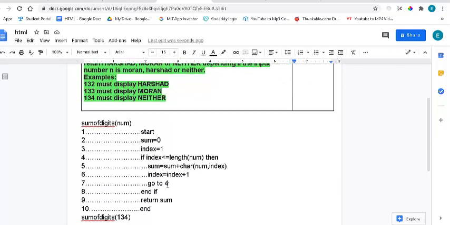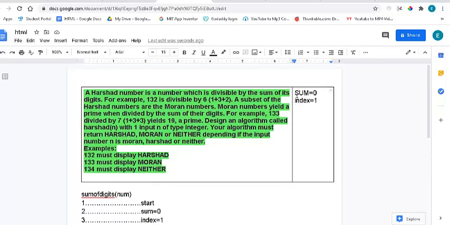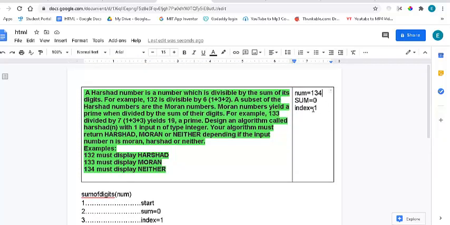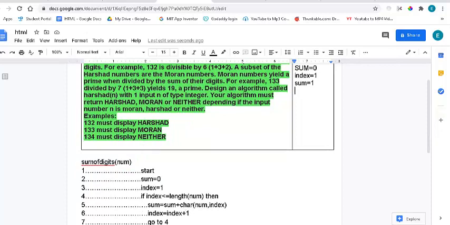The next line says if index is less than or equal to length of num. Remember that num is 134. So let me just write it at the beginning here. Num is equal to 134. Since length of num is 3 digits, and the index is 1, 1 is less than or equal to 3, right? So sum is sum plus the first digit of num. So sum becomes, the previous sum is 0 plus the first digit is 1. So sum becomes 1.